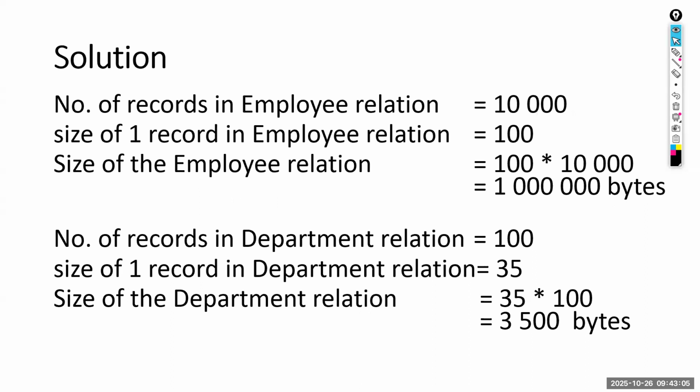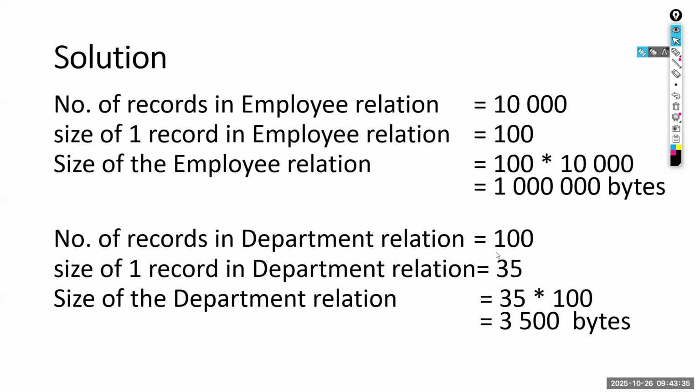So now the idea is you take the data from the employee table to site 3, node 3, and take all the data from the department table to node 3. Now, what is the total number of bytes transferred? You need to transfer this 1 million byte from node 1 to node 3, and the 3,500 byte from node 2 to node 3, because the join is going to be done in node 3.